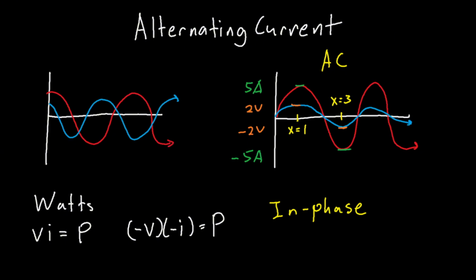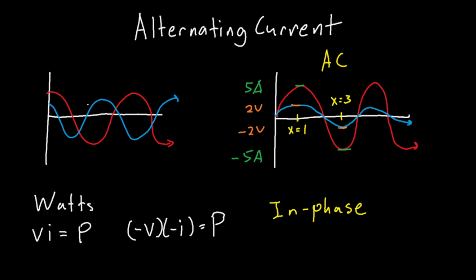Because when the voltage is positive and the current is negative, you're going to get some negative power, right? Or when the voltage is negative and the current's positive, then you're going to get some negative power as well. A negative number times a positive number will equal some negative power. And that's when you're actually taking energy from your system. And this is also called out of phase.